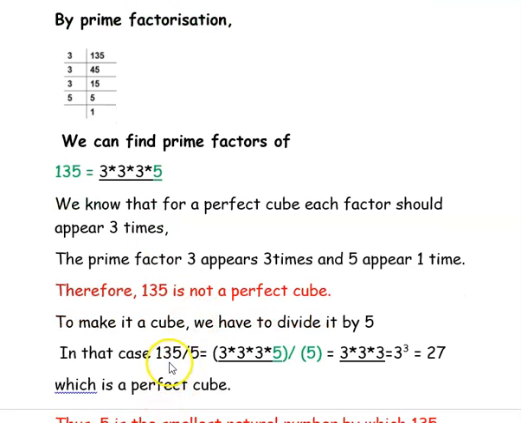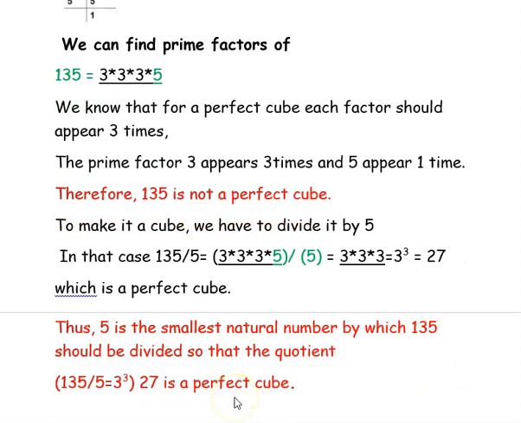So now let's divide 135 by 5. If you divide it by 5, you will get only 3 into 3 into 3, which is nothing but 3 cube. That is 27, which is a perfect cube. So thus we can say 5 is the smallest natural number by which 135 should be divided, so that the quotient, 135 divided by 5, that's 3 cube, 27, is a perfect cube number.